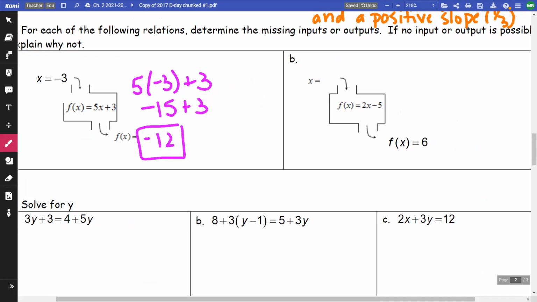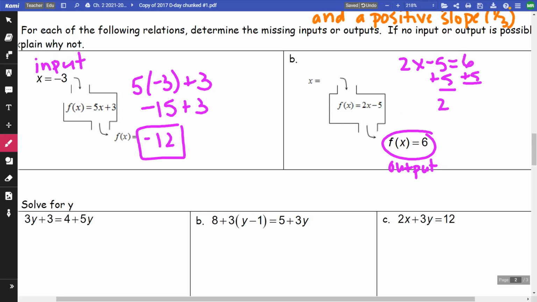On B, this time they are giving us the output. Okay, this was the input. This is the output. So I know I should be getting out a 6. So I'm going to take the 2x minus 5 and I'm literally going to set it equal to 6 and solve. So I'm going to add 5 to both sides. I'm going to have 2x is equal to 11. I'm going to divide both sides by 2 and I get x is equal to 11 halves. Or if I put it in my calculator, 5.5.